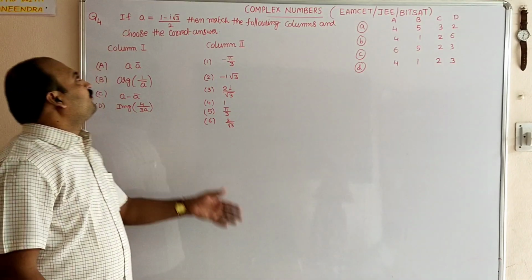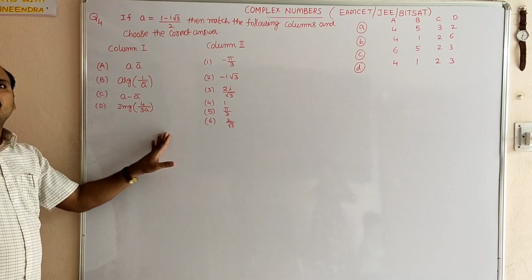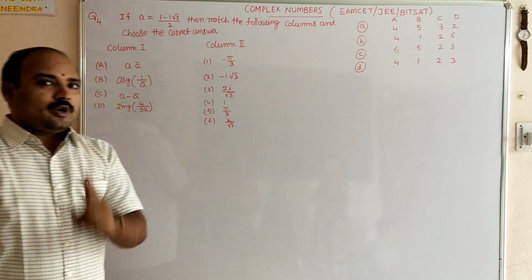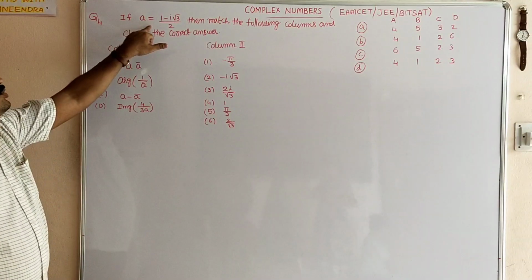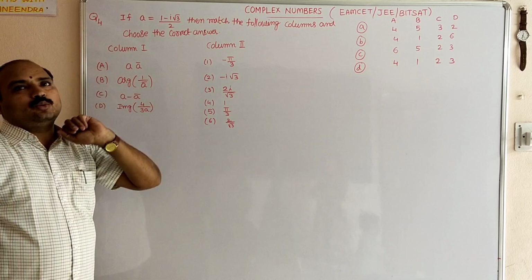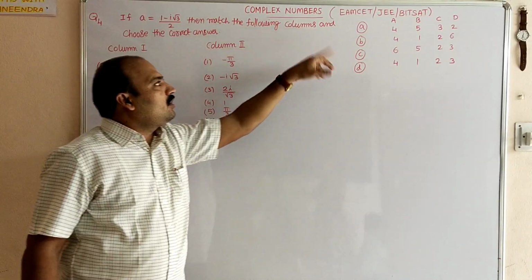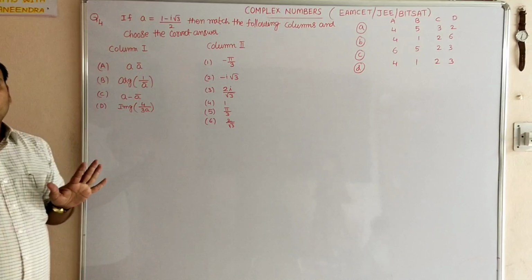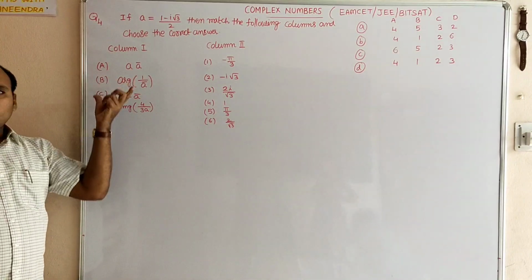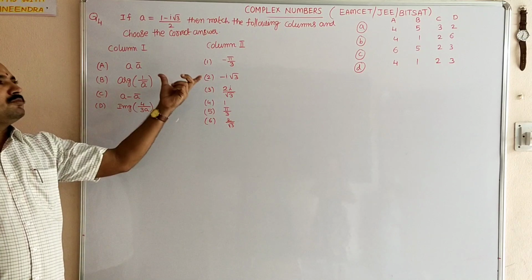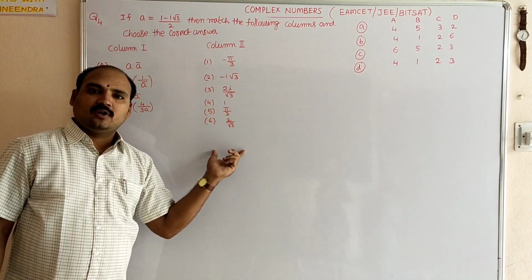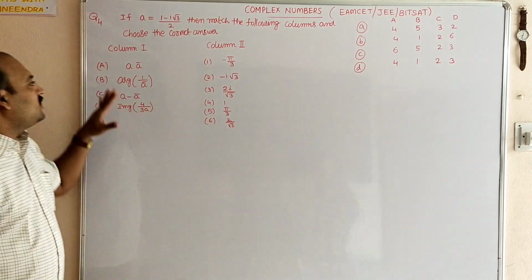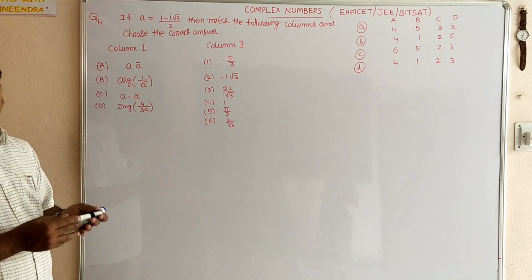The next question. This type of question is asked in complex numbers, especially in the MCET examination. The students have to remember: if A equals (1 minus i root 3) by 2, then match the following columns and choose the correct answer for column 2. In column 1, they have given some values. In column 2, the respective answers are given. We have to match column 1 to column 2 by finding these values. One by one, we will calculate now.